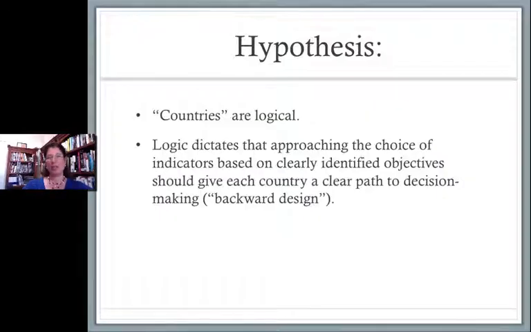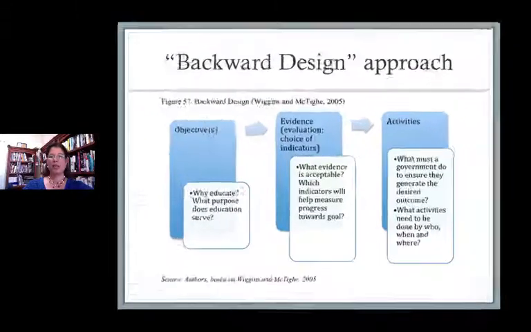So we started off with a general hypothesis that countries are logical, even though we know that countries don't make decisions, individual people do. But if there was a logic to this process, then approaching the choice of indicators would be based on clearly identifying objectives. And this follows a backward design concept.